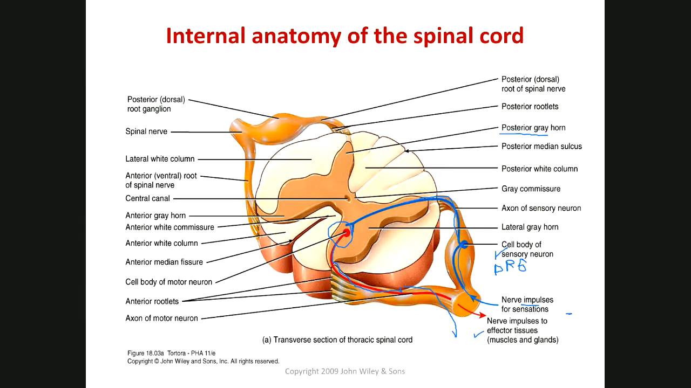So if we're looking at the anatomy here, this is called the posterior gray horn or the dorsal gray horn. This is the anterior gray horn or the ventral gray horn. This is the central canal. This is the gray commissure. We talked about the columns of white matter. This is the posterior white columns. These are the anterior white columns. These are the lateral white columns. Here's the central canal in the center of the gray commissure, which consists of cerebral spinal fluid.